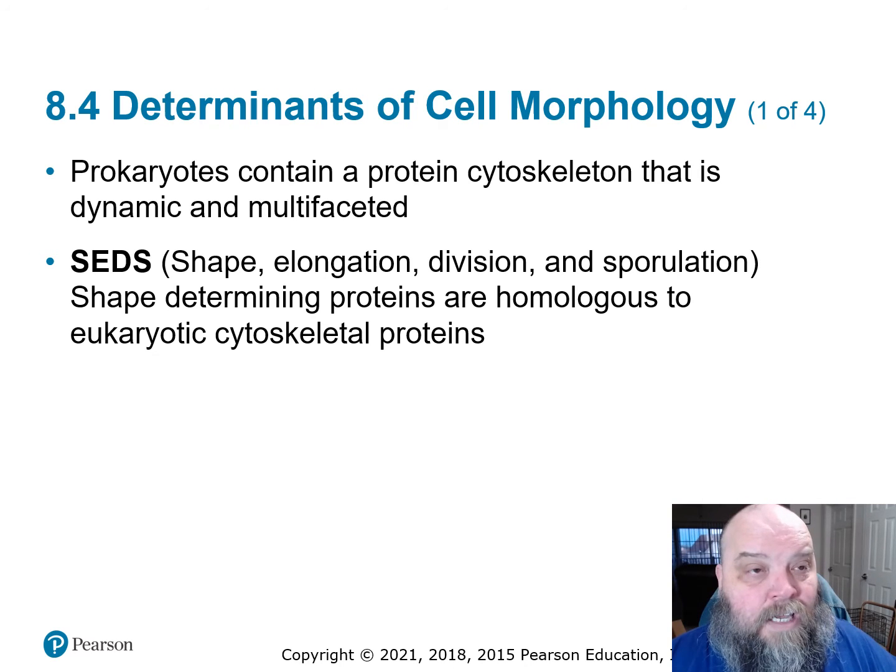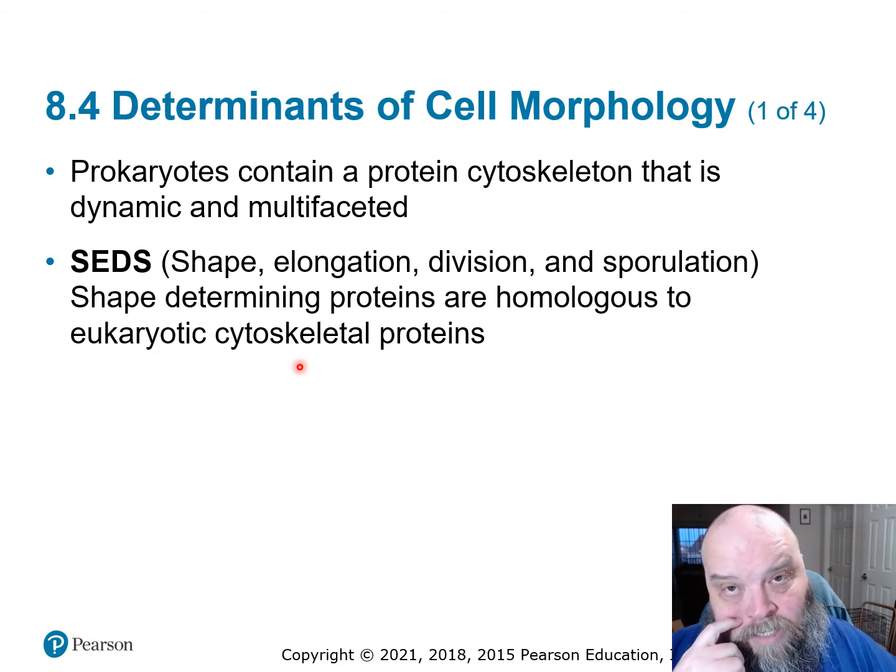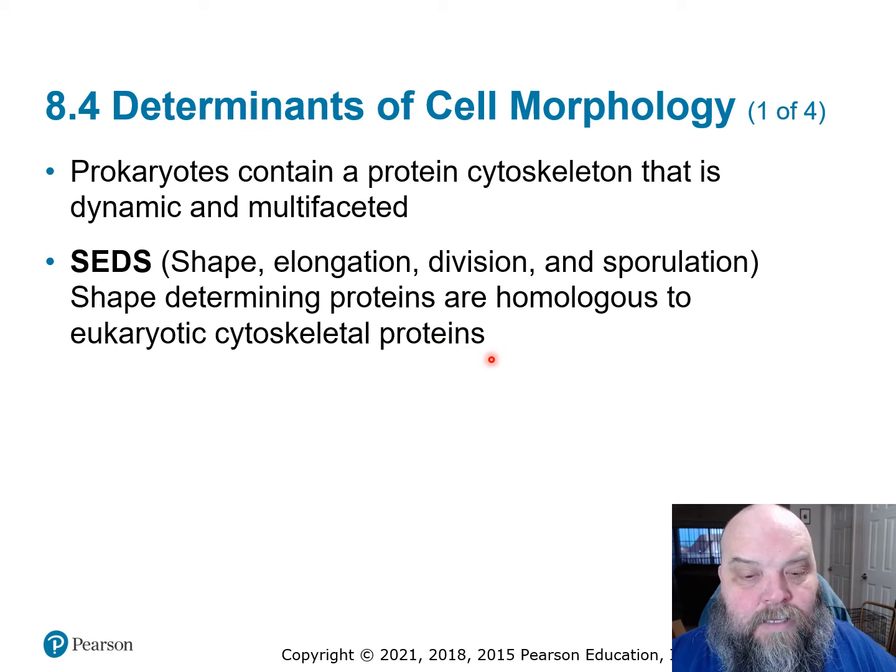Kind of figured that. Cytoskeleton proteins are all gene products. So which genes are there will determine which cytoskeleton components are there, and how they're formed. We call this SEDS: shape, elongation, division, and sporulation. These are proteins that will determine shape, determine what the cytoskeleton looks like. There are homologous genes and proteins in eukaryotic cells, which determine what our cytoskeletons look like.